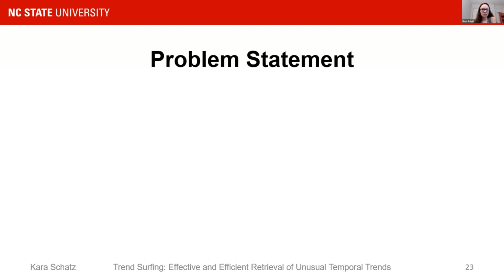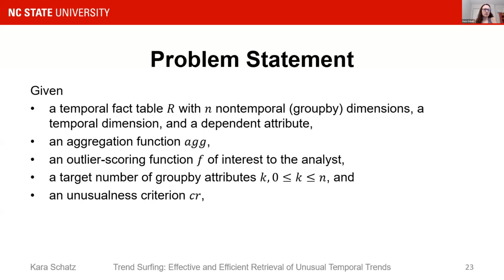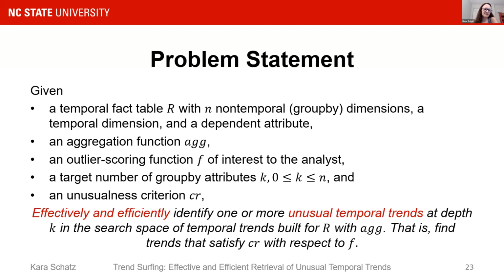Finally, we define the problem related to this search space as follows. Given a temporal fact table with non-temporal dimensions, a temporal dimension, and a dependent attribute, an aggregation function, an outlier scoring function of interest to the data analyst, a number of target group by attributes, and an unusualness criterion, our goal is to effectively and efficiently identify one or more unusual temporal trends at depth k in the search space of temporal trends. That is, we seek to find trends that satisfy the unusualness criterion with respect to the outlier scoring function.